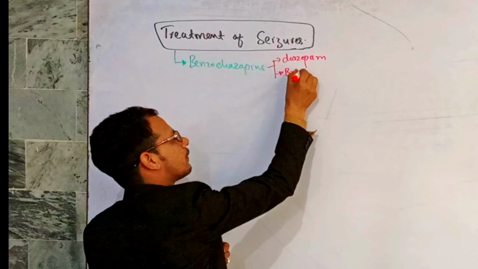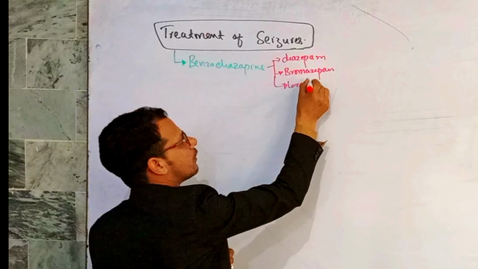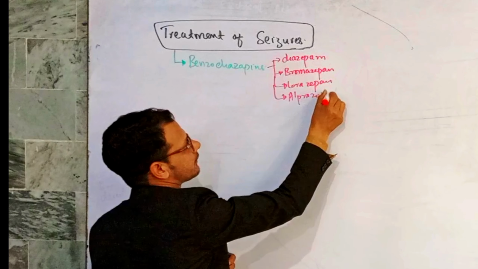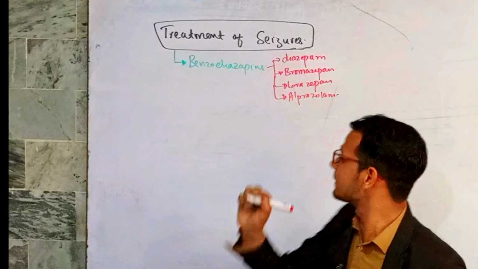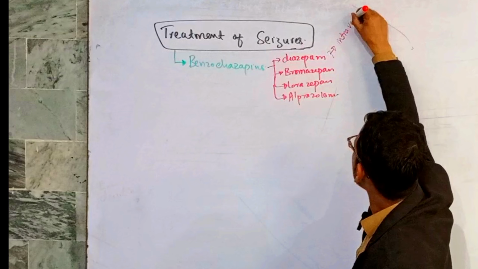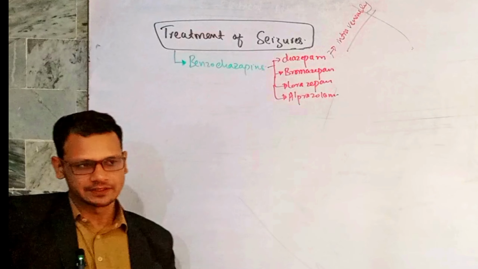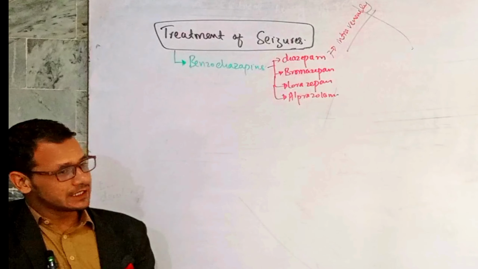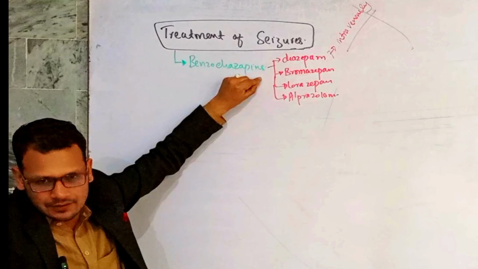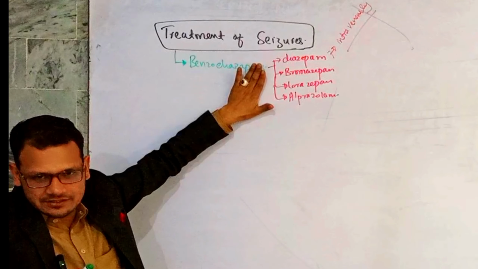Diazepam, bromazepam, lorazepam, alprazolam. These are the drugs in this class. We give these drugs intravenously, IV. We will see the patient. If the patient is getting some relief, we will continue this treatment.